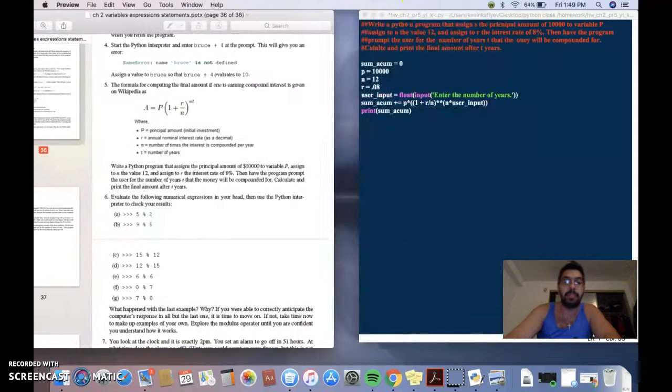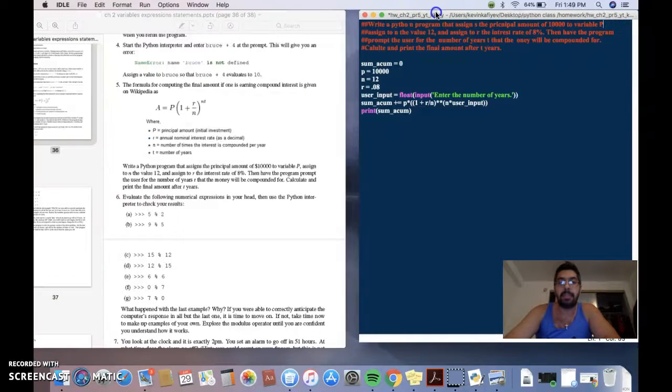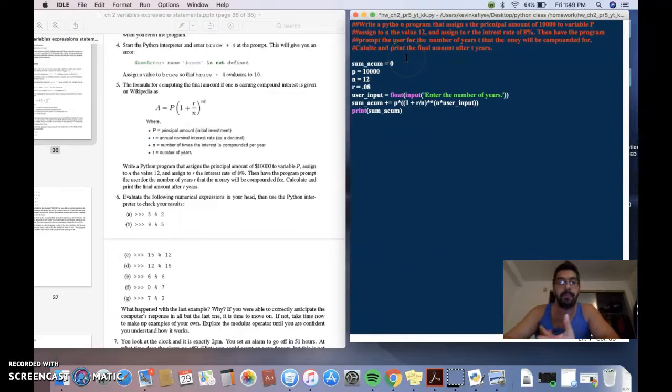So what I did was I started with the sum accumulator, set that equal to 0. I put p as 10,000. I did n, set equal to 12. And then r, since it needs a decimal, I did 0.08. And then after that, I did user input, set that equal to a float, and then input, enter number of years. And then I did the sum accumulator again, plus equals p times.